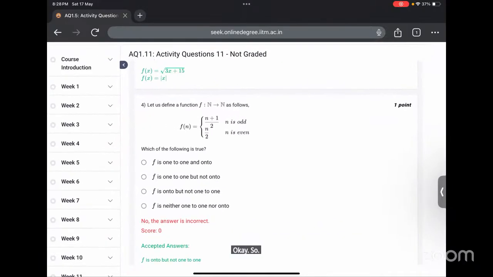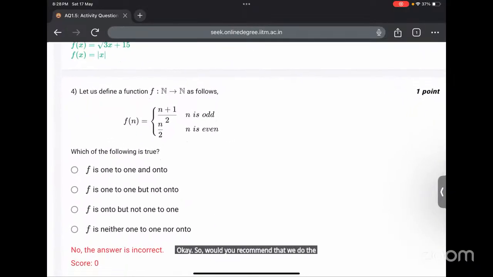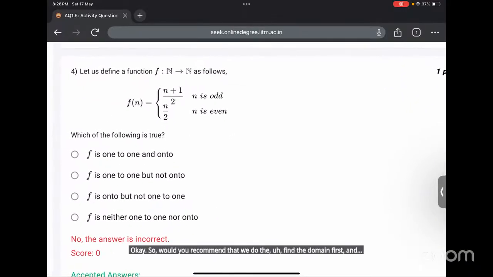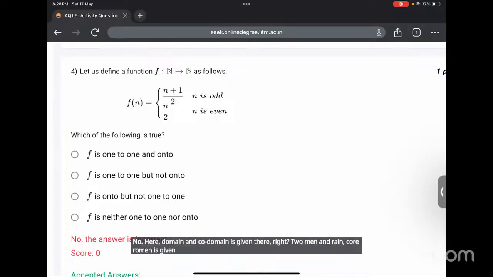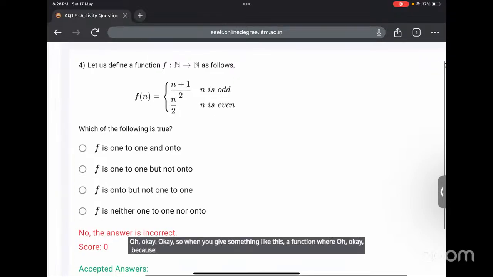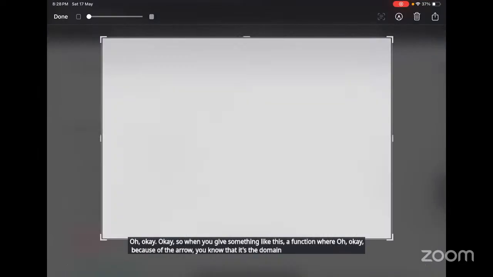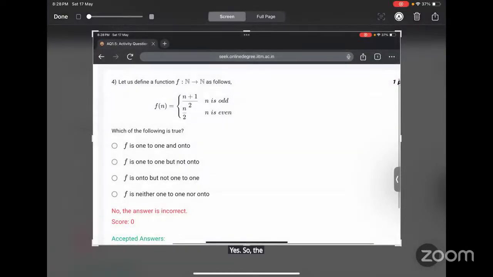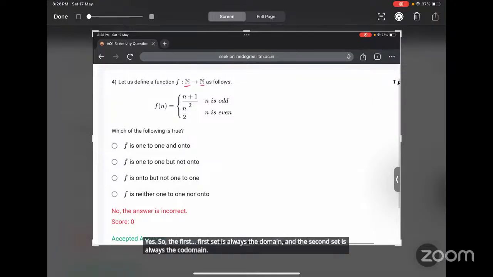So, would you recommend that we find the domain first? No, here the domain and codomain are given, right? The domain and codomain are given as natural numbers. That means we have 0, 1 to infinity. Because of the arrow, you know that it's the domain and codomain. So the first set is always the domain and the second set is always the codomain.